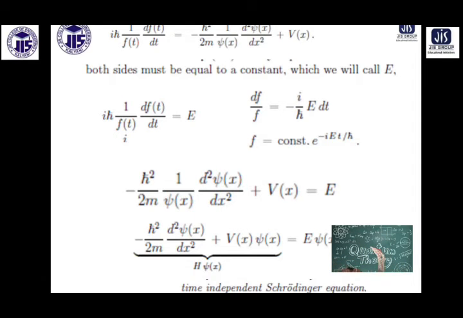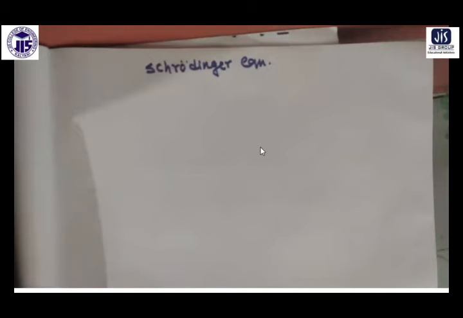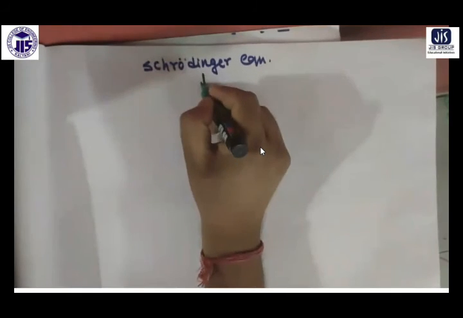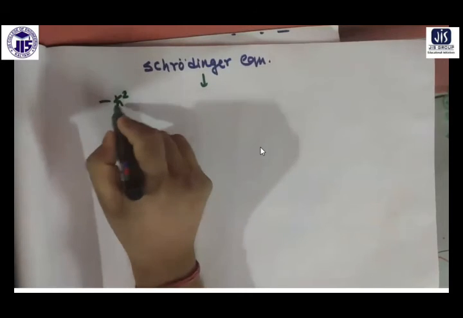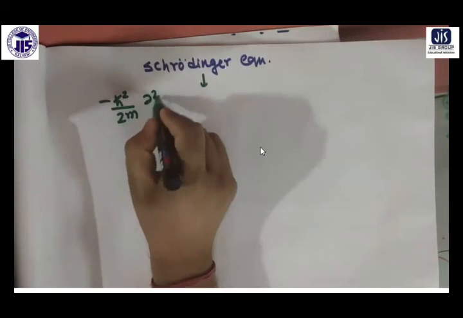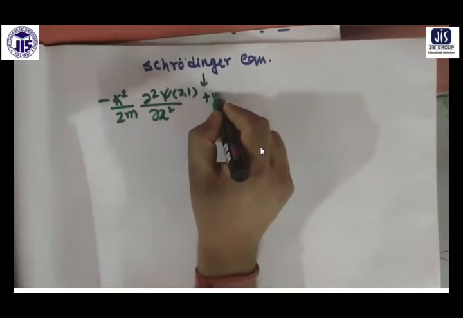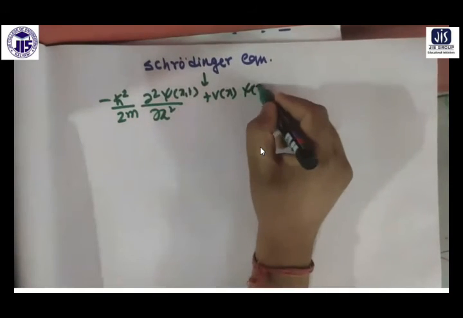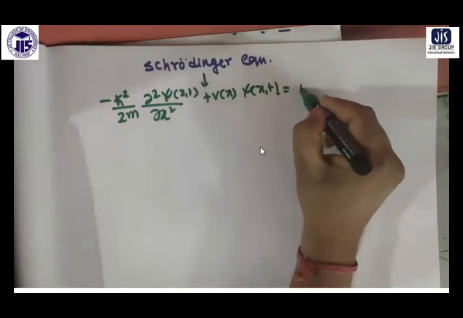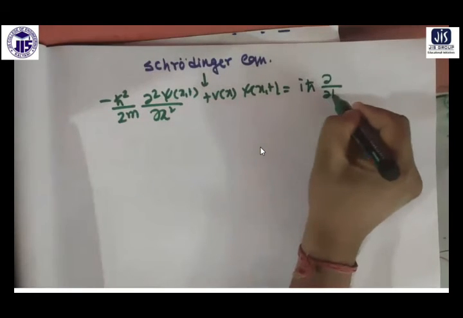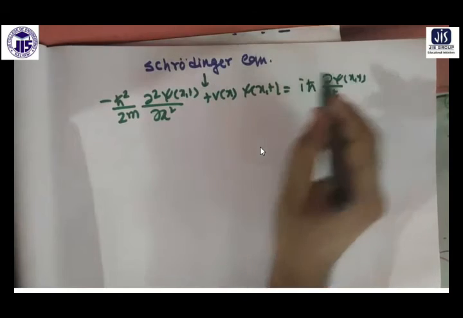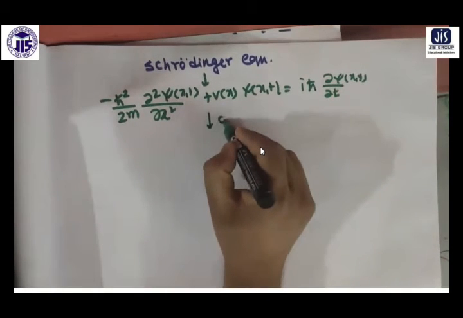Please see. It is very interesting, very funny, the way we do it. Now this is minus h cut square by 2m, and i h cut dt of psi x t. Now we want to convert it into a simpler form.